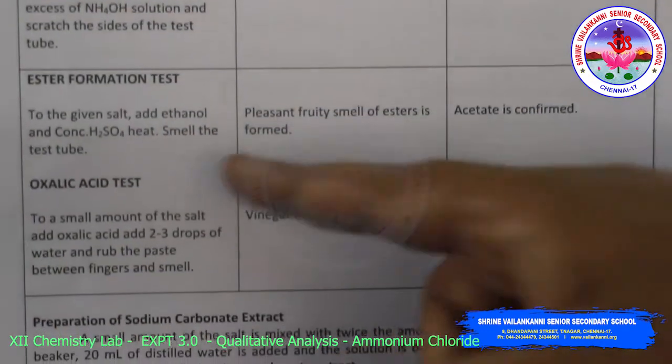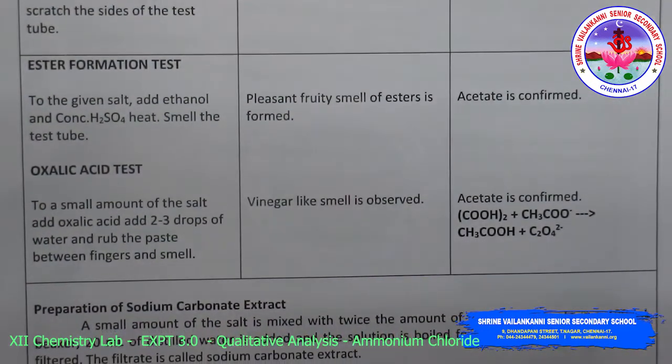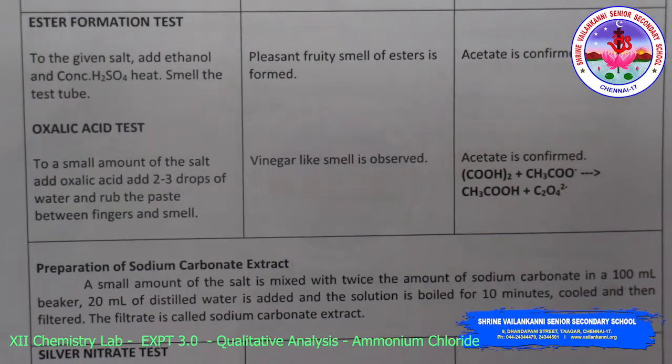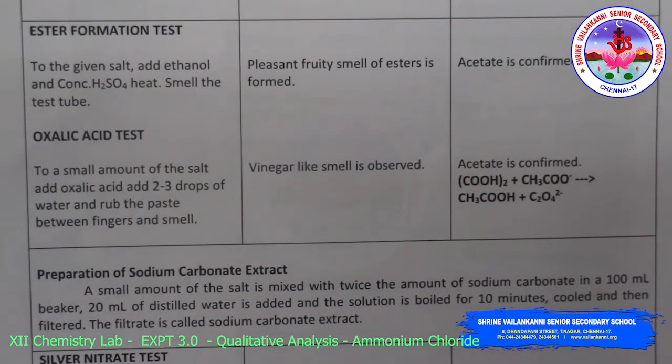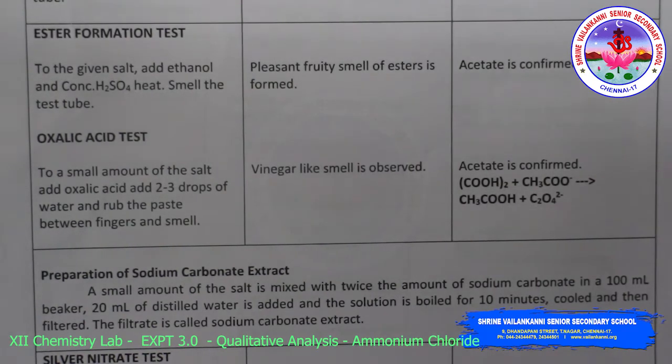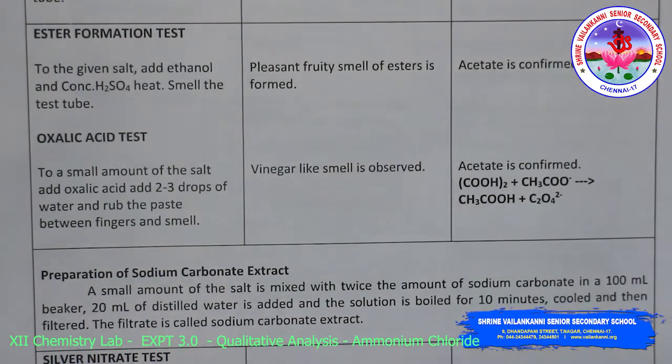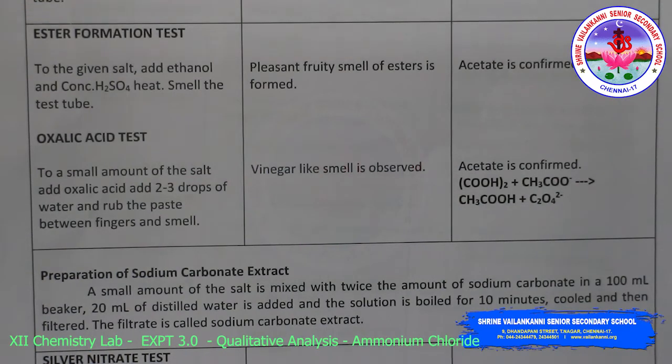Then the ester formation test. This is the test for acetate. To the given salt, add ethanol and sulfuric acid, heat, then smell the test tube. You have to smell the test tube very carefully. Already I said how to smell the test tube, so I think you will remember that. Smelling must be very careful. If a pleasant fruity smell of ester appears, it means acetate is confirmed.